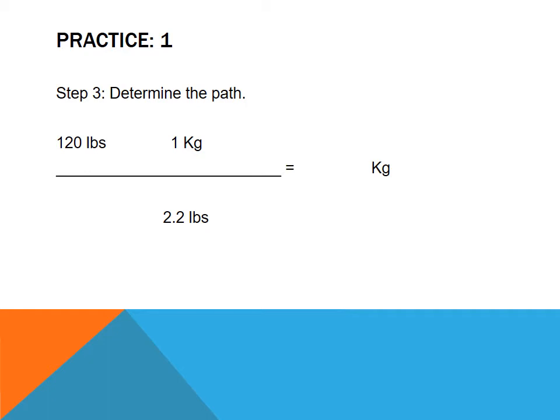Step 3, we determine the path. We add the conversion factor. 1 kilogram equals 2.2 pounds. Since I have a pound symbol here, I need a pound symbol below in order to cancel out, leaving us with the only symbol that we want left, which is kilograms. Step 4, we calculate. We cancel out the symbols we don't use, which are the pounds. We have the symbol that's left over, and the answer is 54.5 kilograms.